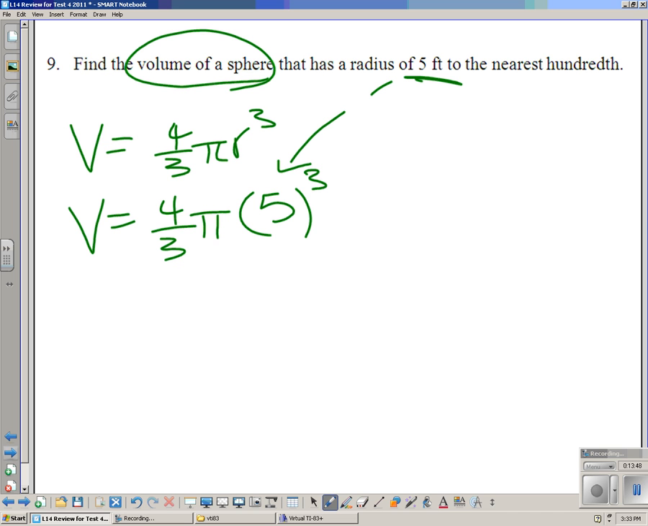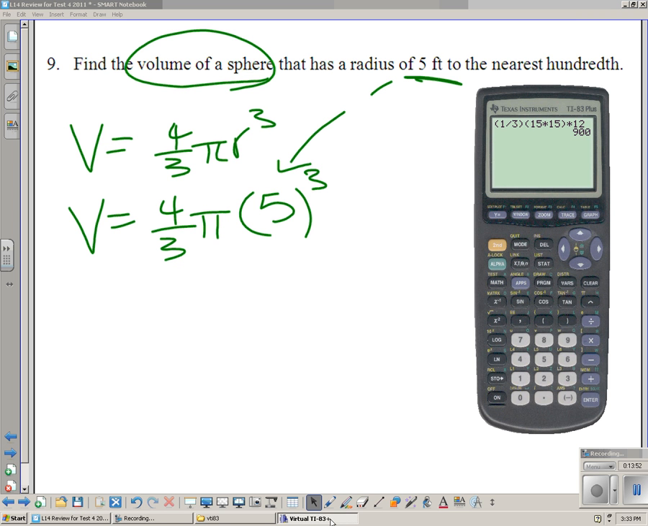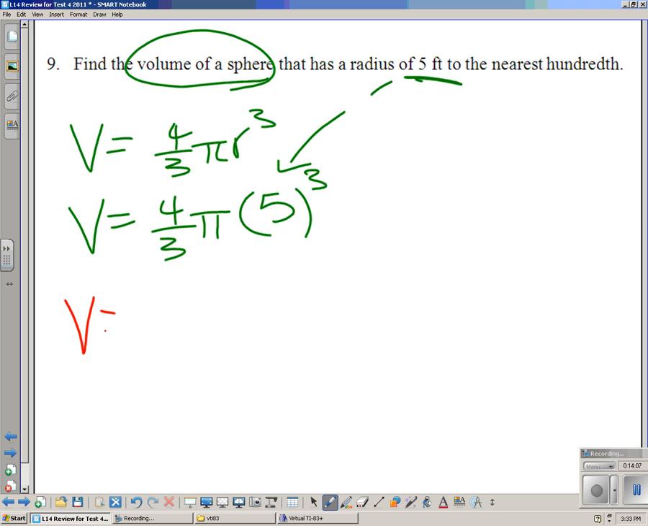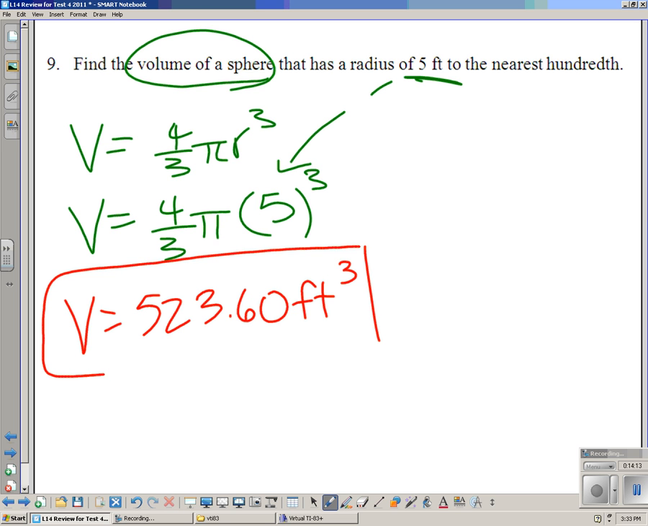We want it to the nearest hundredth, so we can type in everything that we just wrote down into our calculator. So 4/3, I like to put that fraction in parentheses, times pi times 5 to the third. Rounding this to the nearest hundredth would be 523.60. Important: feet, since it's volume, cubed.